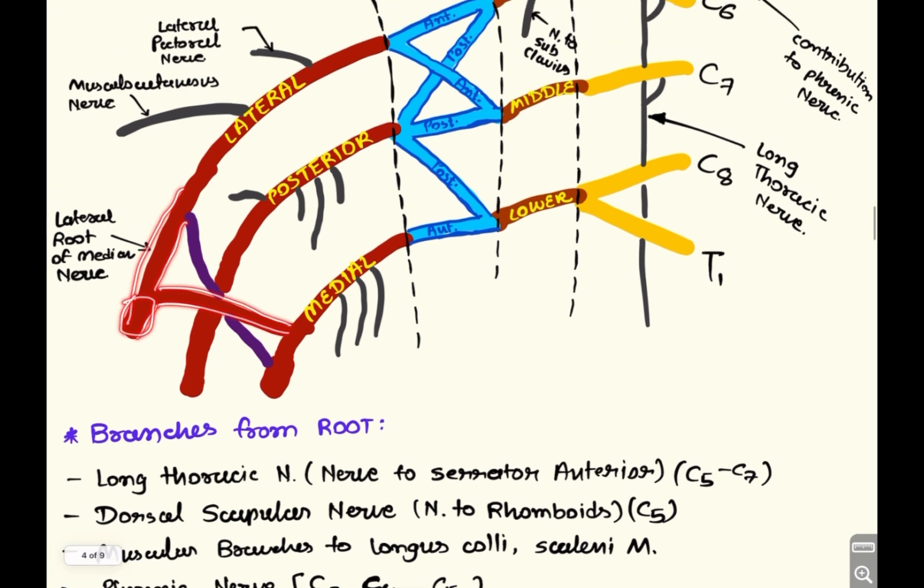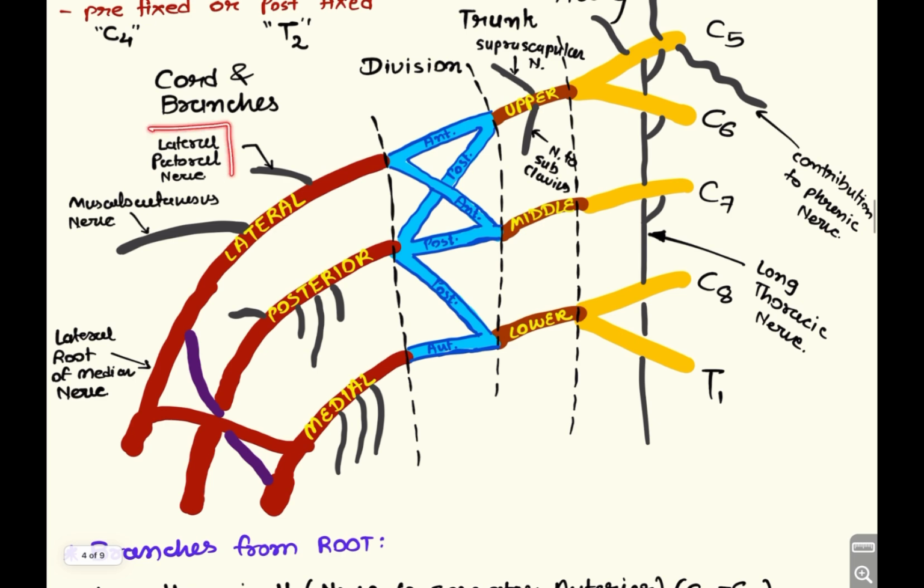Okay, so we have lateral root of median nerve. Lateral pectoral nerve will supply the pectoralis major and minor muscle, and musculocutaneous nerve will supply the muscles of the front of arm, and also cutaneous supply to the lateral side of the forearm. Okay, so this was about the branches from the lateral cord. Now let's see the branches from the medial cord.